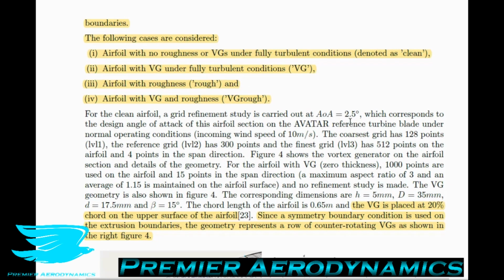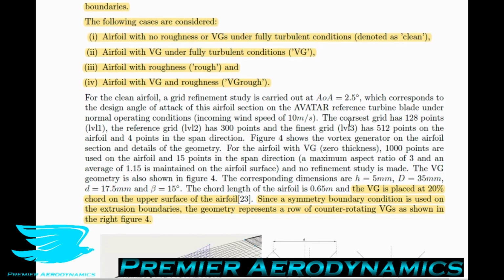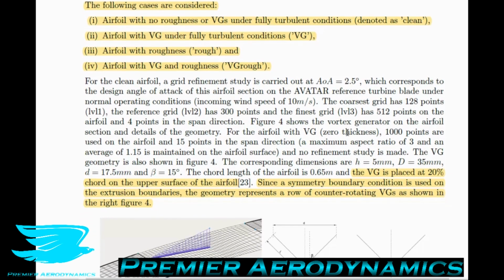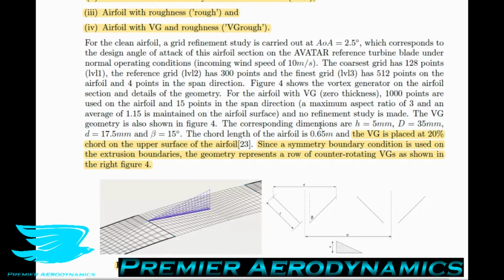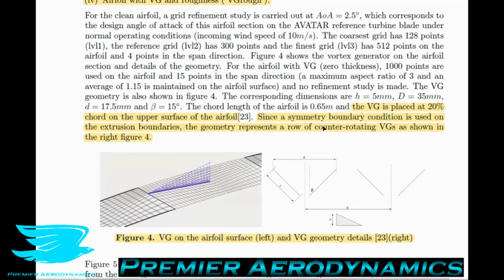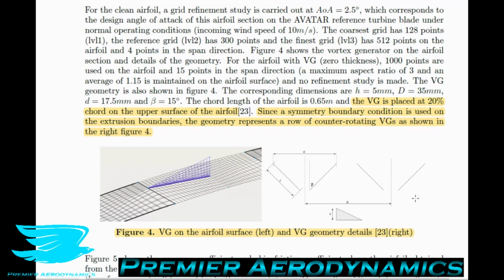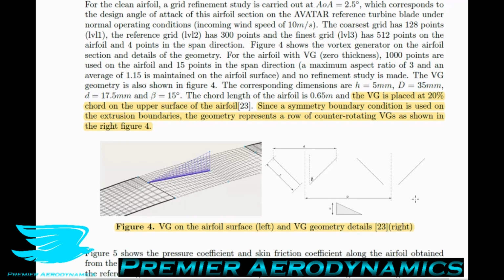So they say the vortex generators are placed at 20% of the chord from the leading edge of the airfoil. And as I mentioned earlier, this is where you really want to have it. Since the symmetry plane boundary condition is used on the extrusion boundaries, the geometry represents a row of counter-rotating vortex generators as shown in the right of figure 4. So they only model one vortex generator, but because they have a symmetry plane, this is effectively two vortex generators now in counter-rotating situations.